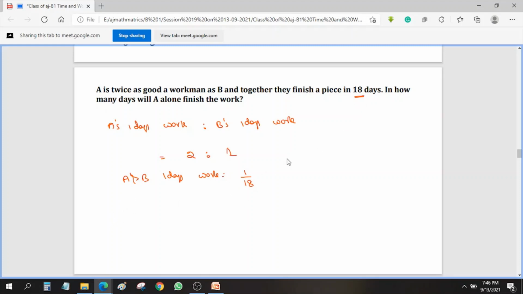Now what we are going to find is in how many days A alone can finish the work. We know the ratio of A and B is 2:1, and the total work is 1 by 18. So A alone can do the work.